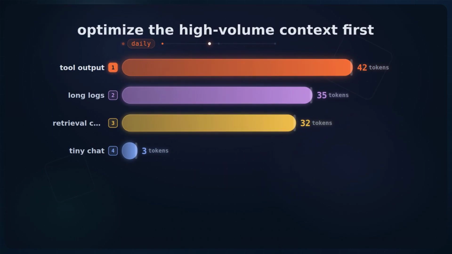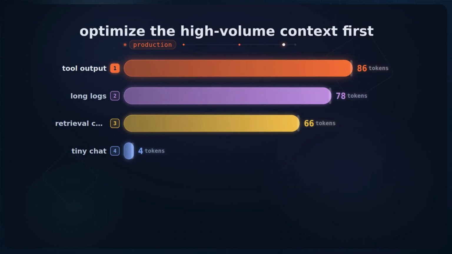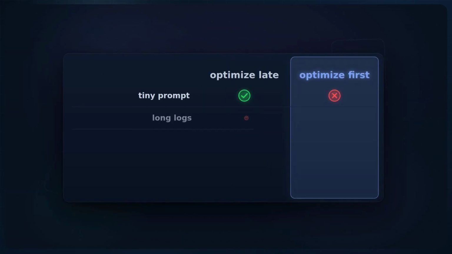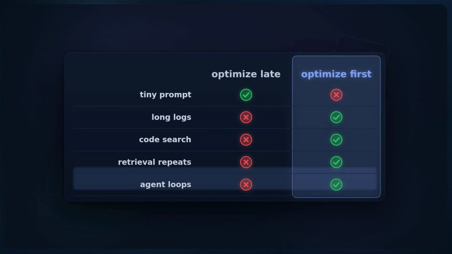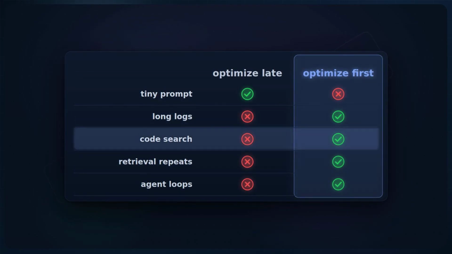Headroom's README shows large reductions on real agent-style workloads, including code search and incident debugging. Do not copy those numbers into your forecast blindly. Treat them as a reason to measure your own workload. The right question is, where do we repeatedly send large context that has structure and duplication? That is the high-value target.